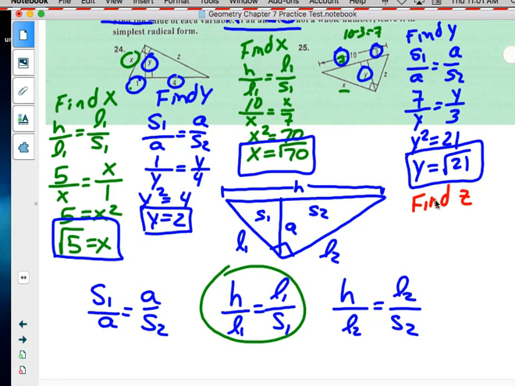So when I find z, that's L2. So that's H, L2, L2, S2, and here's S2. This is L2, and here's H.